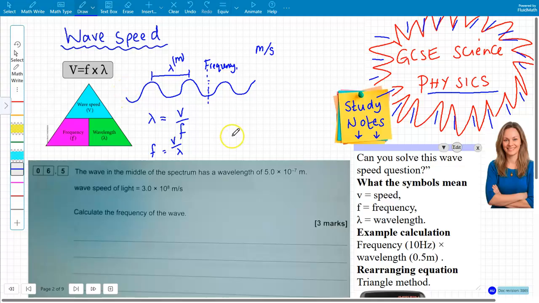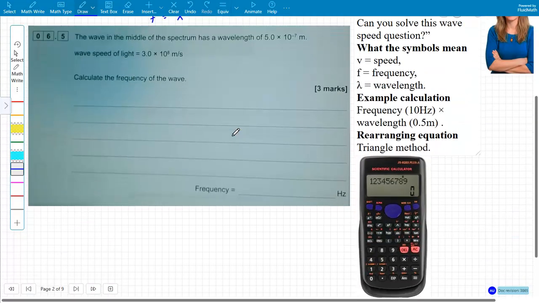So let's have a look at what we need to do in this exam question. It says the wave in the middle of the spectrum has a wavelength of 5 times 10 to the minus 7 meters, and the wave speed of light is 3 times 10 to the power 8 meters per second. Calculate the frequency of the wave.